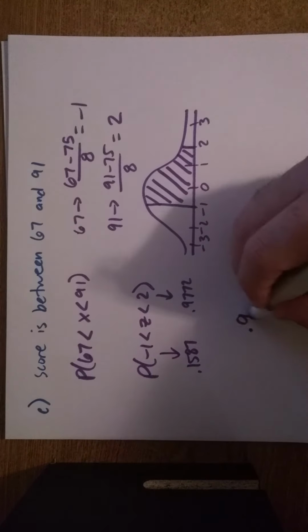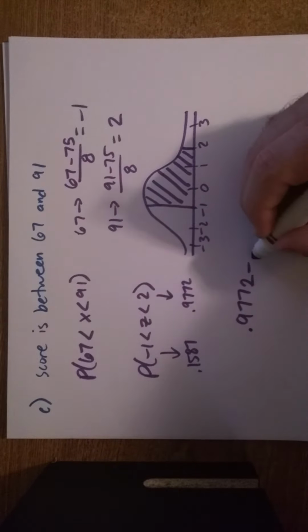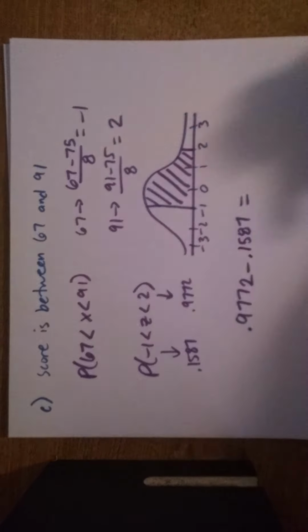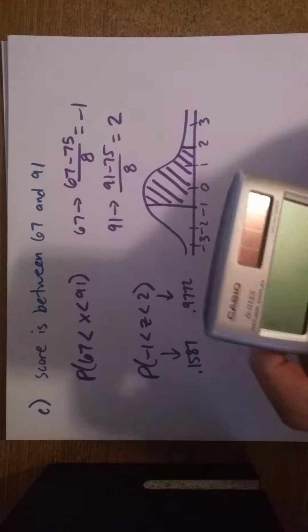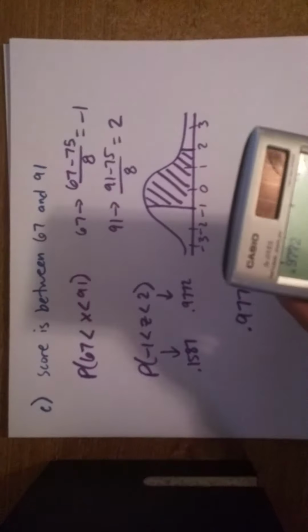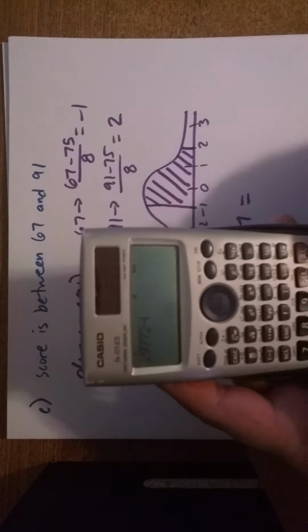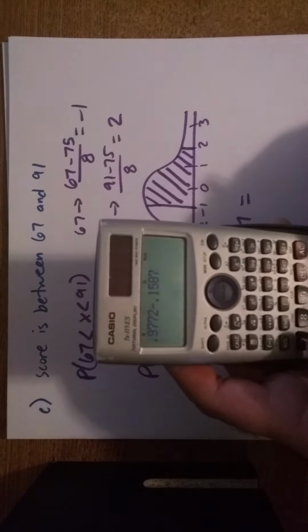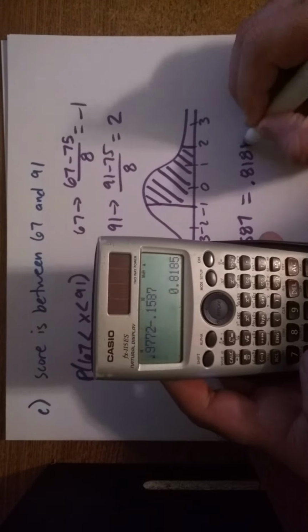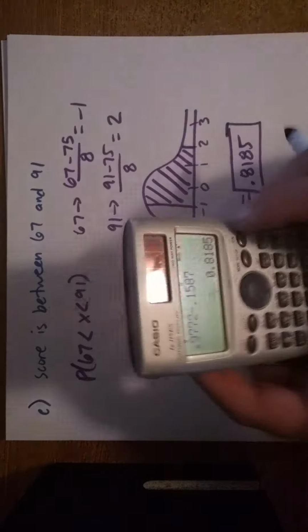And then you just subtract the smaller area from the bigger area, and that's going to give you this area right here. Let's just calculate it real quick. 0.9772 minus 0.1587, and we get 0.8185. That's our area.